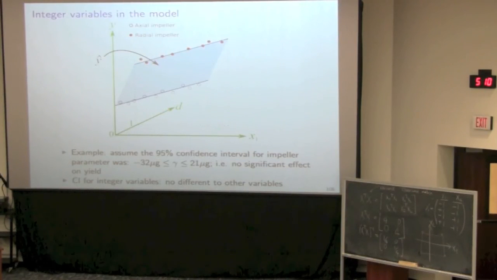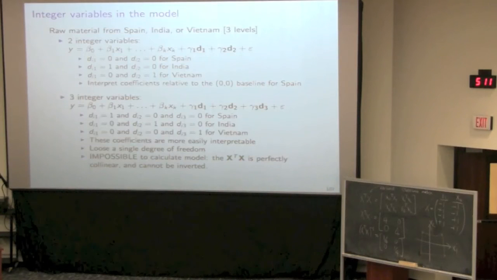You can only do that for variables that naturally have a rank of some sort. For example, high school education, university bachelor's, university master's, PhD. There's a natural progression in those four levels. But if I look at Spain, Vietnam, and India, there's no ranking between them. They're just three independent places. So it's not correct to use a 0, 1, or 2. I cannot just simply have gamma 1 D, where D is equal to 0, 1, or 2.